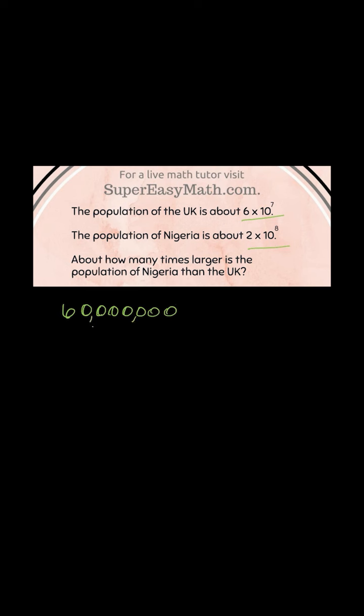Now for my second number, I have a 2 times 10 to the 8th power. So I'm going to do the same thing, except I'm going to add 8 zeros to the right. So I have 2, 1, 2, 3, 4, 5, 6, 7, 8. Now, whenever I'm dealing with numbers that have a lot of zeros, a lot of times I just like to cross cancel to simplify things for myself, okay?